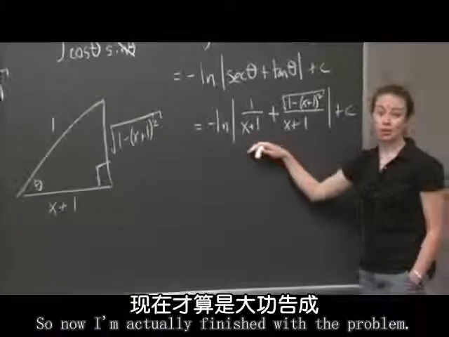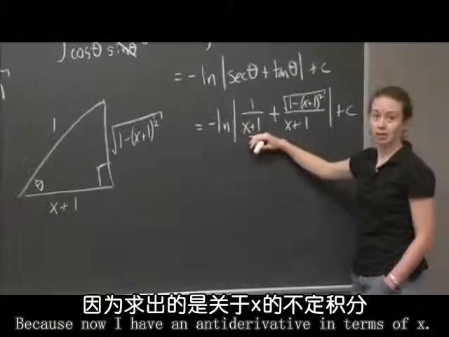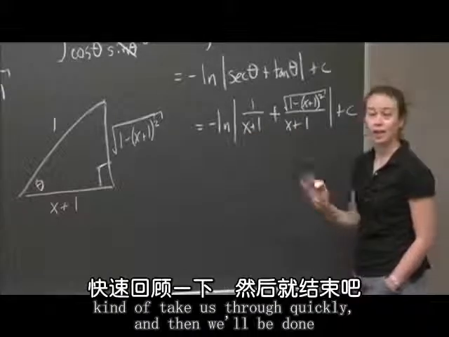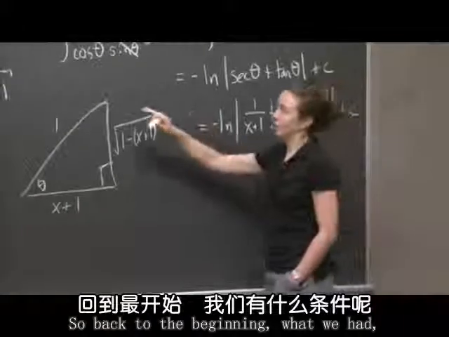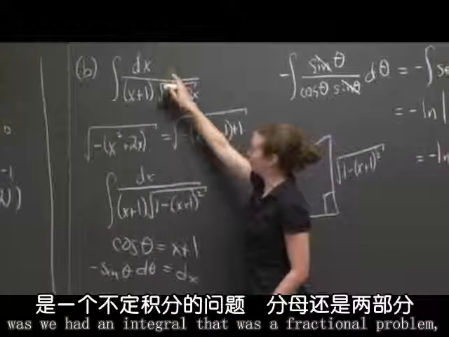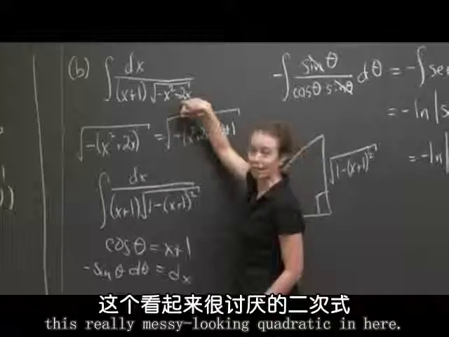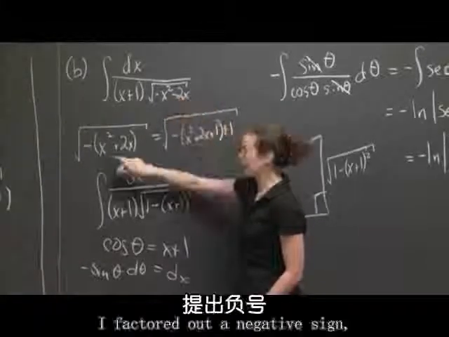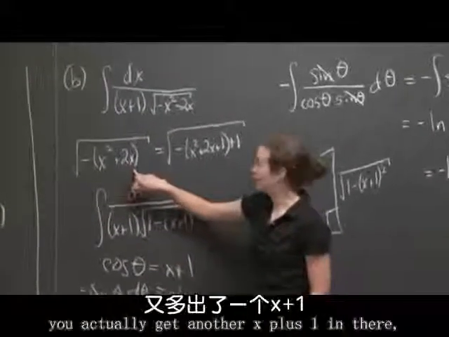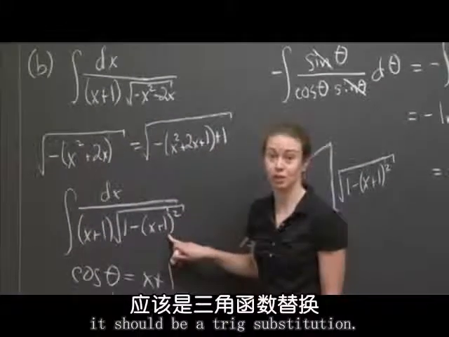So now I'm actually finished with the problem, because now I have an antiderivative in terms of x. So let me just remind you where we started the problem, take us through quickly, and then we'll be done. So back to the beginning, what we had was an integral that was a fractional problem, but we had an x plus 1 here, and then we had this really messy looking quadratic in here. To make it easy to deal with, I factored out a negative sign, and then I saw I could complete the square. Once you complete the square, you actually get another x plus 1 in there, which helps us to see immediately it should be a trig substitution.